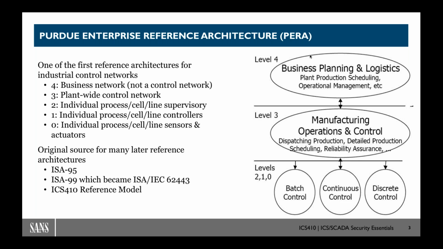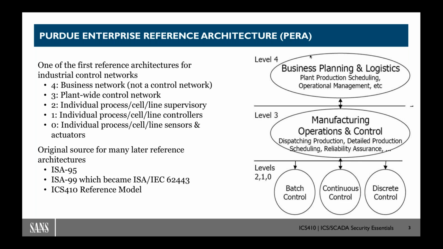And then level 4, higher up, right, that would be what we call the business planning and logistics. That would be what we generally say is more the business network, things that are not directly impacting the processes themselves. So if you have a server that can send a signal to an individual process to change operations, right, that would be a level 3 type system, because that's the level 3 plant-wide control.